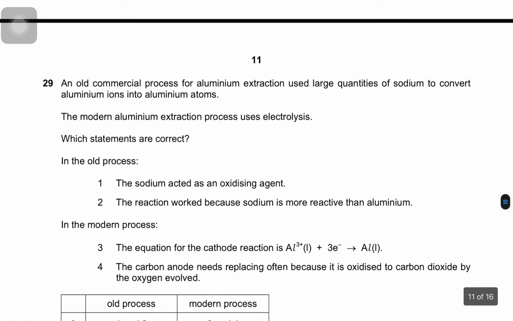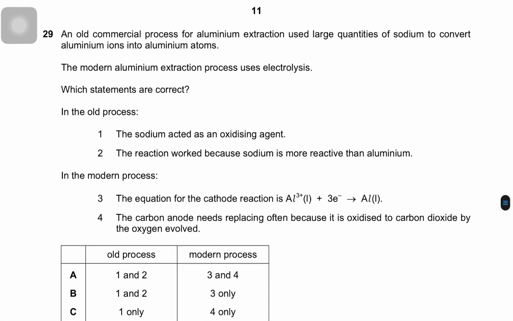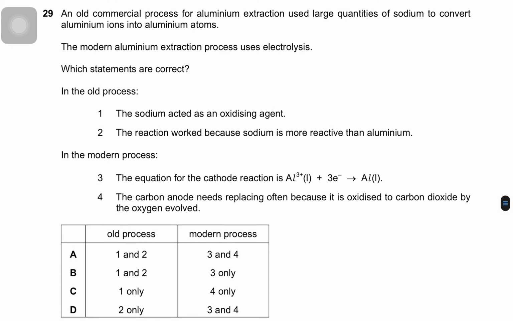Question 29 says, an old commercial process for aluminium extraction used large quantities of sodium to convert aluminium ions into aluminium atoms. The modern aluminium extraction process uses electrolysis. Which statements are correct? In the old process, sodium acted as an oxidizing agent, which means that sodium would reduce itself. I think it's wrong, but we'll see. The reaction worked because sodium is more reactive than aluminium, which is true. Yes, sodium is more reactive.